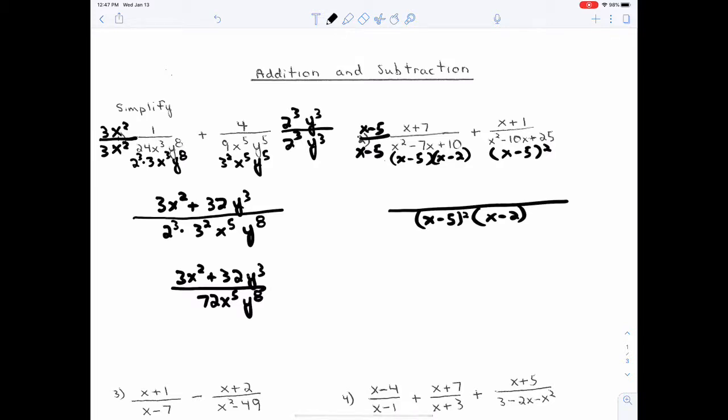Let's take a look at the second one. What's missing from this denominator that we see here? Well, an x minus 2. So what we're going to do is multiply top and bottom by x minus 2.